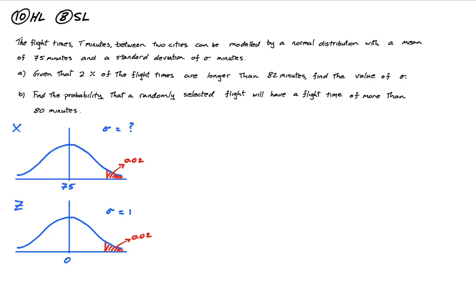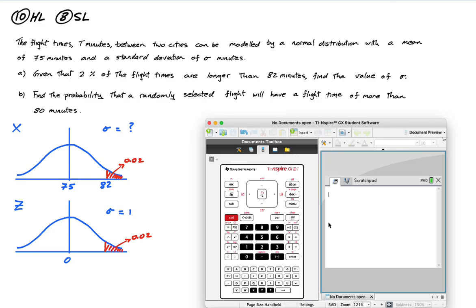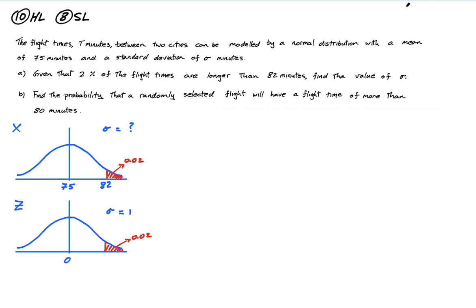Now we know this point is 82, because it says 2% are more than 82. So what we need to find is 82's equivalent down here in the Z distribution. In my calculator I'm going to use the inverse normal. But I can't put in 0.02, because the calculator can only deal with the area to the left. So what I need to put in is this value here.